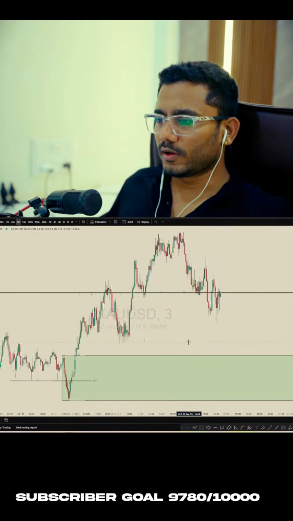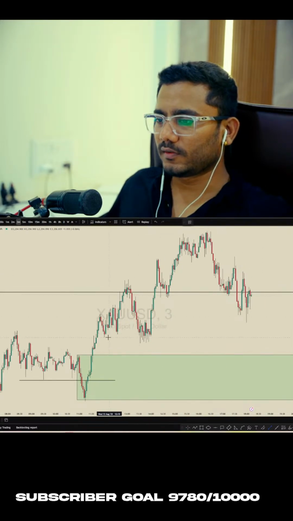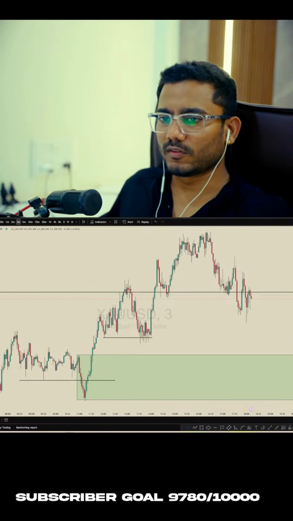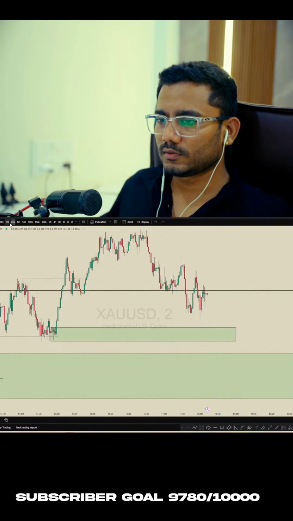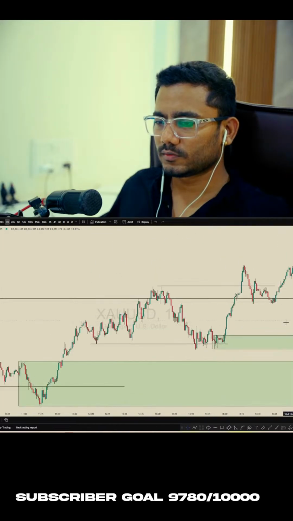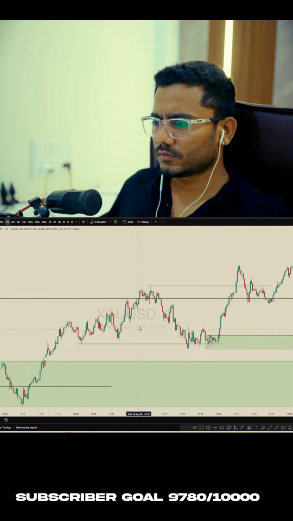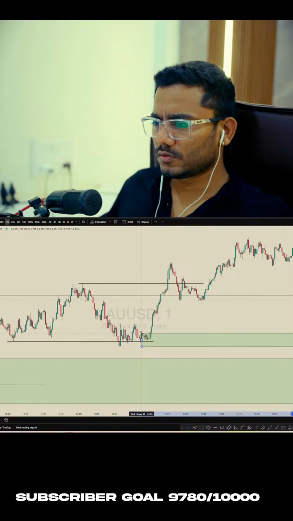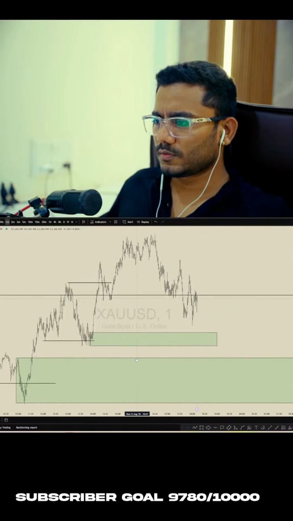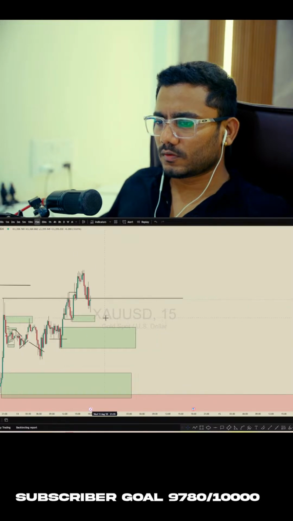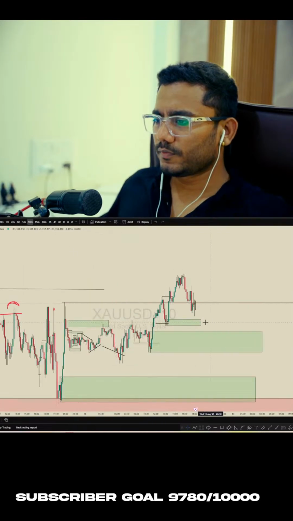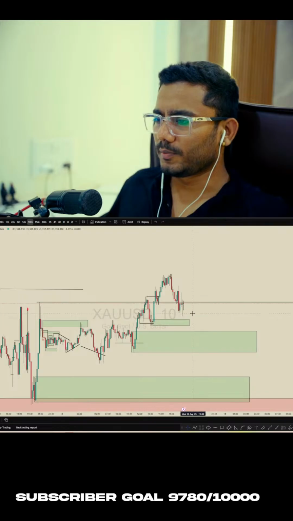Here, if you look at 3 minutes, price also swept this liquidity and gave this breakout structure. So we can expect price to tap at this order block. I think it has already tapped. Let's go to 1 minute. I think price has already tapped. Let's see.